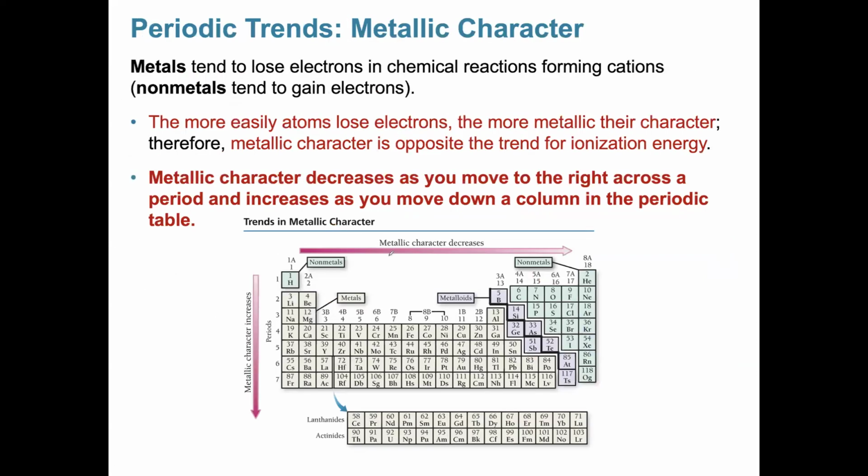Lastly, we'll look at metallic character. Metallic character refers to the character of metals. Metals tend to lose electrons in a chemical reaction to form cations. The easier an atom loses electrons, the more metallic its character. In general, metallic character is the opposite of the trend for ionization energy. Metallic character decreases as you move left to right across the same period, since we're going from metal to nonmetal, and metallic character increases going from top to bottom across the same group.